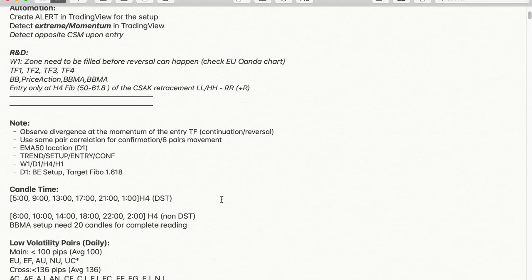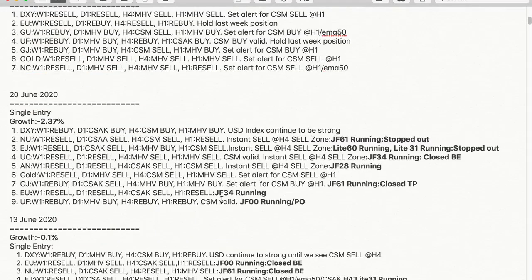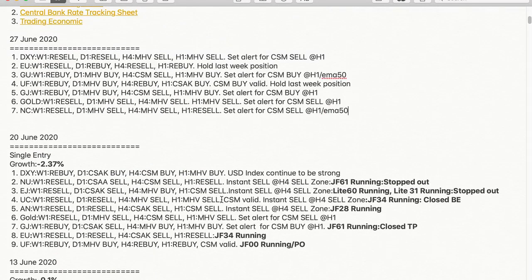Let's review last week's trade. For the last week of 20th of June 2020, our account drawdown is 2.37%. We have multiple stop outs, and the profitable trade was closed at minimal profit, BE, and we still have 3 trades running: AUDNZD, EURUSD and USDCHF. We will carry forward these trades for this week.